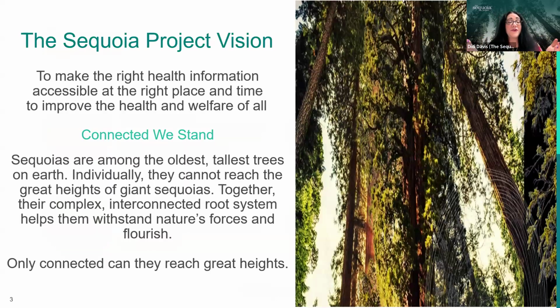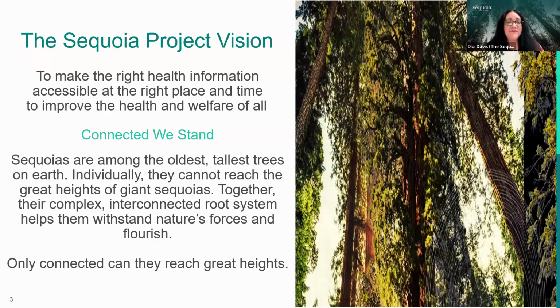The Sequoia Project, for those that don't know the background, was named that because Sequoia trees grow to their great heights because they have interconnected roots. The root systems are actually fairly shallow for the heights that they grow, and connected, they're stronger together. So I wanted to throw that in. Next slide.